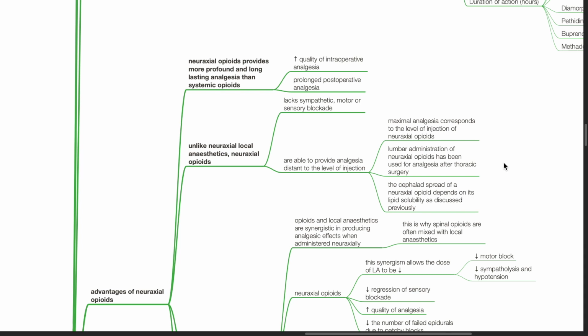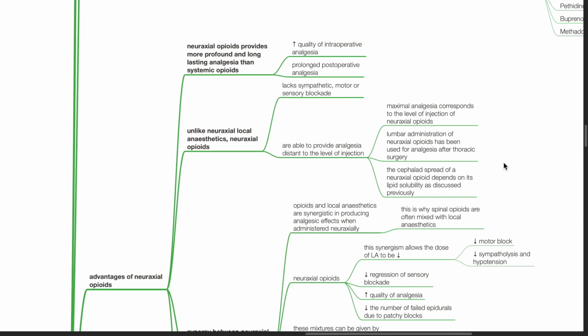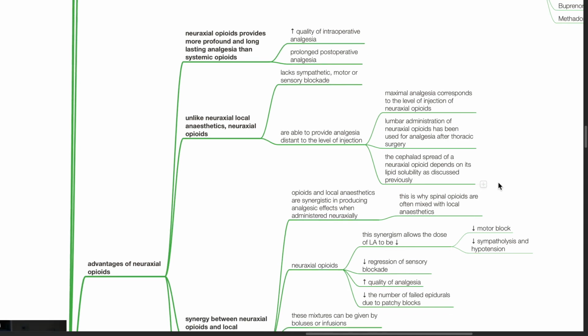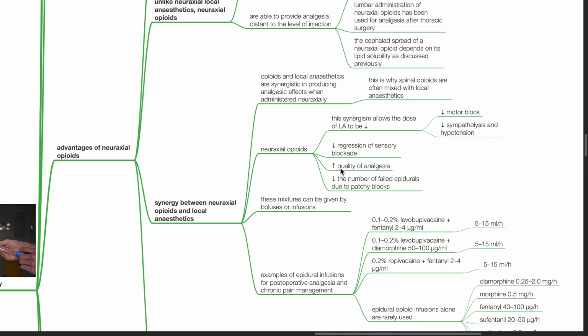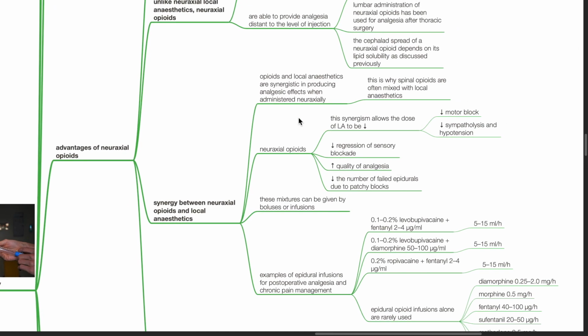Lumbar administration of neuraxial opioids has been used for analgesia after thoracic surgery. The cephalad spread of a neuraxial opioid depends on its lipid solubility, as discussed previously. There is a synergy between neuraxial opioids and local anesthetics. Opioids and local anesthetics are synergistic in producing analgesic effects when administered neuraxially. This is why spinal opioids are often mixed with local anesthetics.